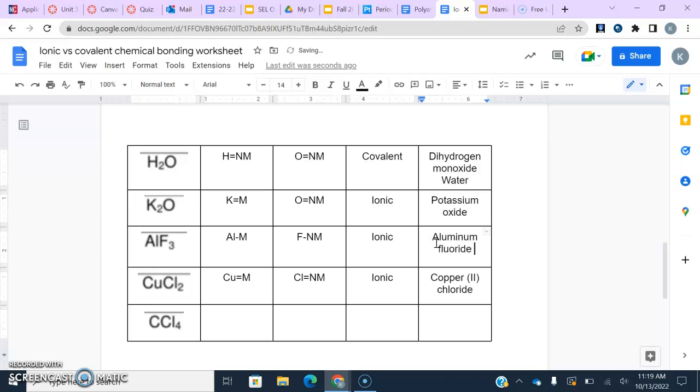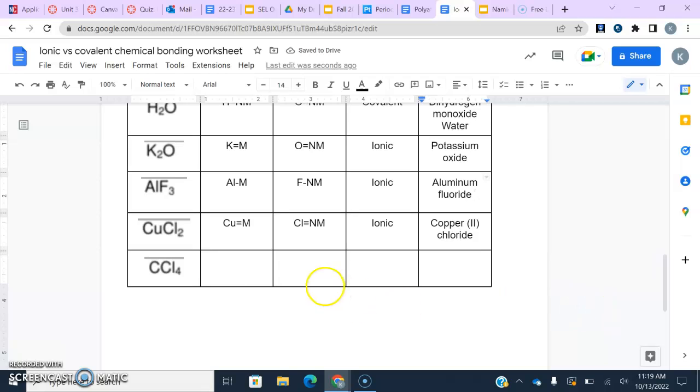So fluoride. Okay, so again, we changed the I and E to IDE. All right, I did copper 2 chloride for you guys in that original video. So if you go back to the lesson and watch the original 2 examples, it's there. This is the one with a transition metal.